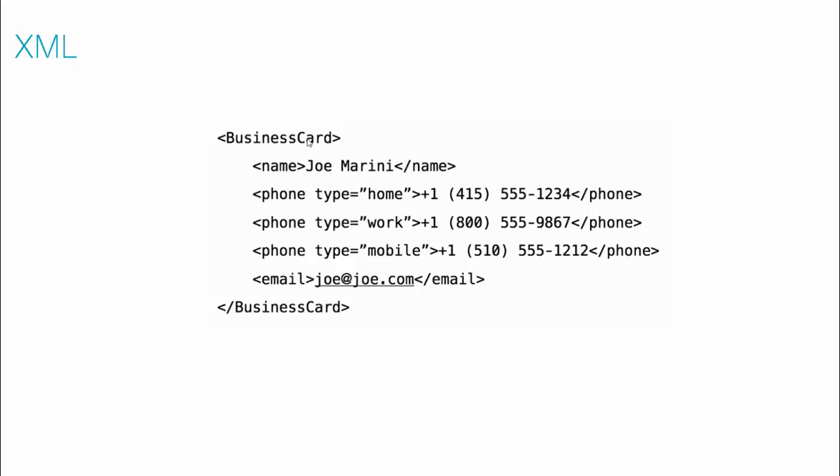In the XML world, they take it one step further. They tag a lot more things. So we've tagged that business card here. We've tagged the person's name with this name tag. Phone type is home, phone type is work, phone type is mobile, email, and we end the business card.